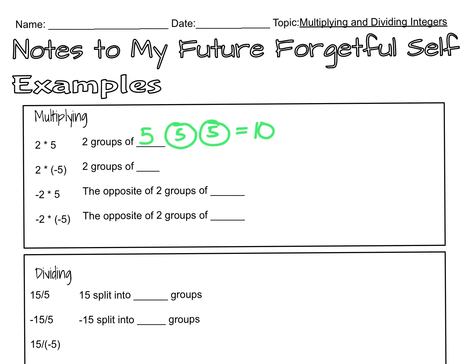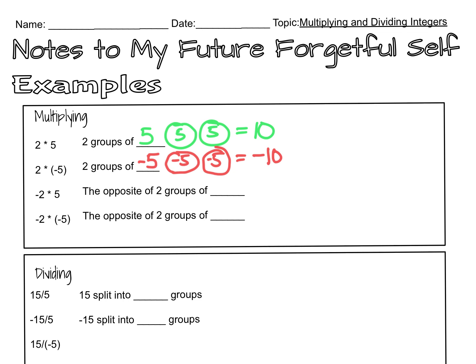On our next one, we're doing the same type of idea, but now we're taking a positive times a negative, which we could look at as 2 groups of negative 5. So once again, I'm going to draw 2 groups, but this time inside each group, I'm counting by negative 5. So negative 5 and negative 5 would give us a value of negative 10.